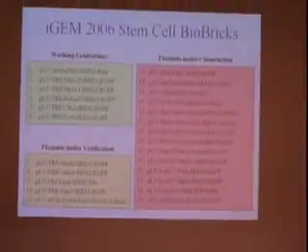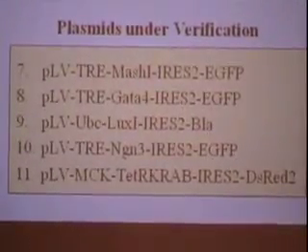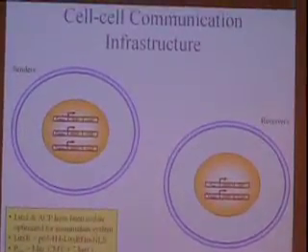Here's a list of the biobricks that we contributed to the stem cell registry this summer. We have 6 working lentiviruses, which means we've designed them, constructed them, and tested them in embryonic stem cells. We also have a few plasmids that are under verification and a whole bunch that are still under construction. Now I'm going to turn you over to my colleague Safi, who's going to talk about cell-cell communication.